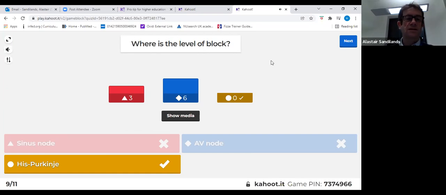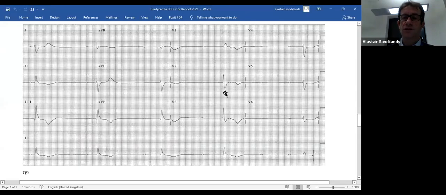So it's the His-Purkinje. Why is it the His-Purkinje? It's beyond the AV node because we've got a broad escape rhythm here. So the escape rhythm is coming from beyond the AV node, from the distal part of the His-Purkinje system.